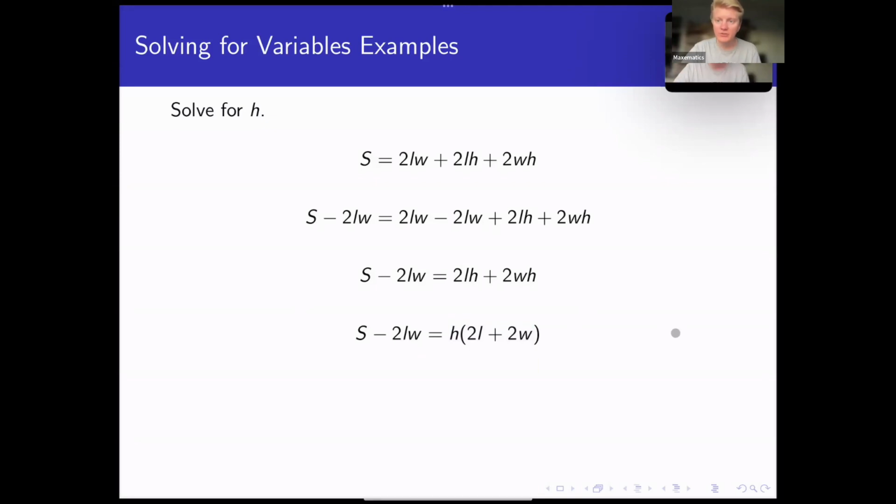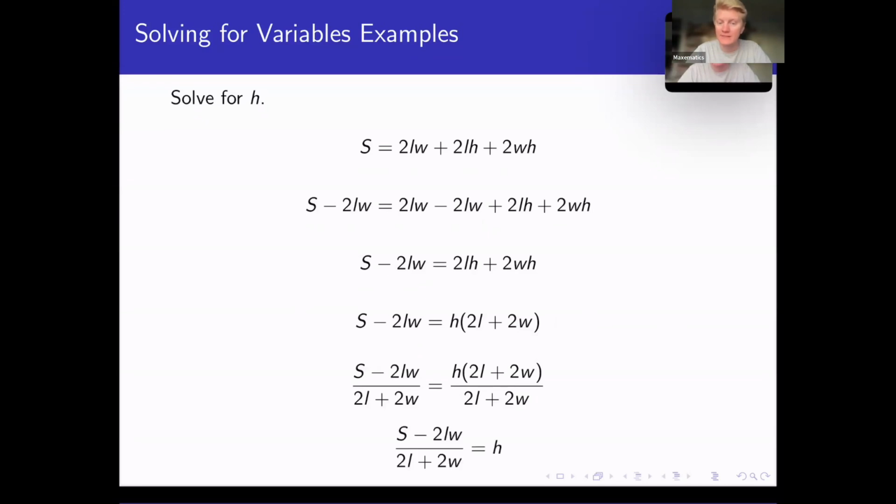Well, think back to when we were doing this for normal equations. If we had 6 times x, we would divide both sides by 6. Here we have h times something. How do we get rid of h times something? We divide both sides by that something. So 2L plus 2W over 2L plus 2W, those factors cancel out, and we're left with just this ugly looking formula for H. So maybe not so often that you would be given the surface area and not the height, but just good practice for solving for variables.